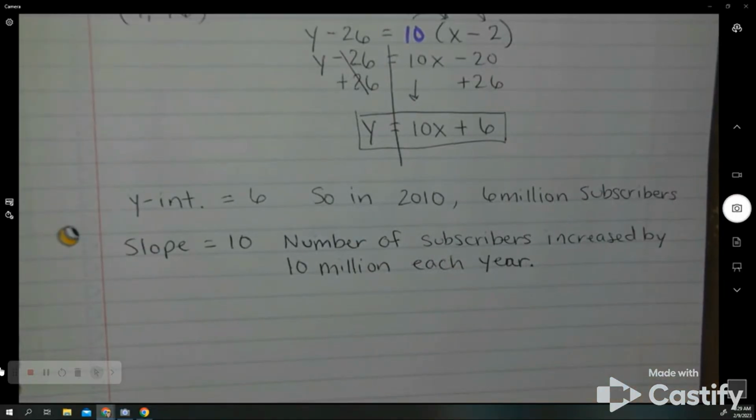So remember, this is not exact. This is more like an estimate because it was a line of fit. It wasn't saying, hey, every single year it absolutely goes up by 10 every time. But when we placed our line of fit, that line showed us that there is approximately 10 million new subscribers each year after 2010. So that's what that slope would mean for us.